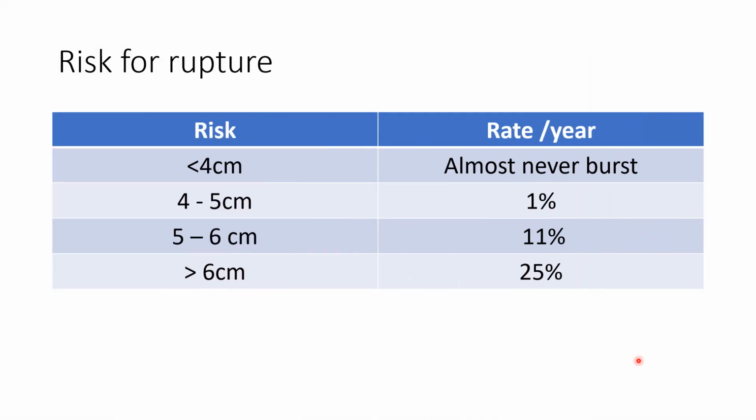It is important to know what is the risk of rupture. So if the abdominal aortic aneurysm is less than 4 cm, it usually never bursts. And if it is 4 to 5 cm, there is a chance of 1% per year that it can burst. And as it grows in size, that is 5 to 6 cm has a chance of bursting of 11%, and greater than 6 cm has a chance of bursting of 25% per year.